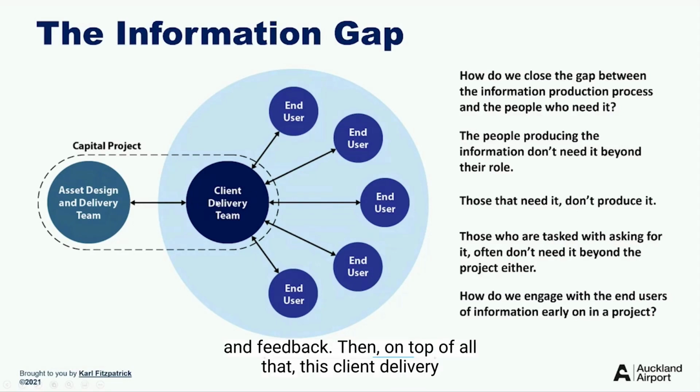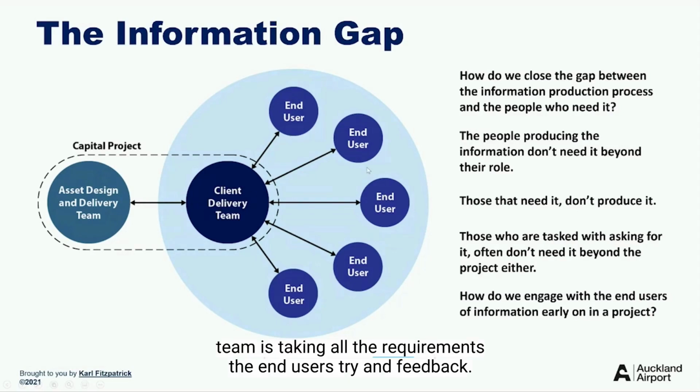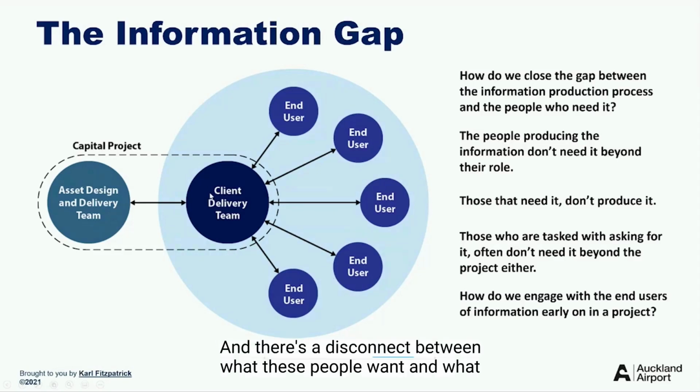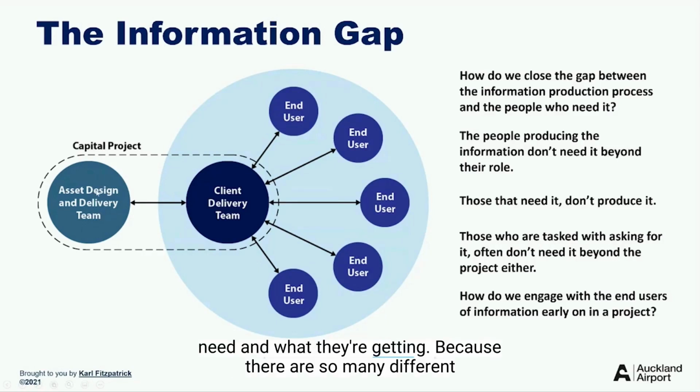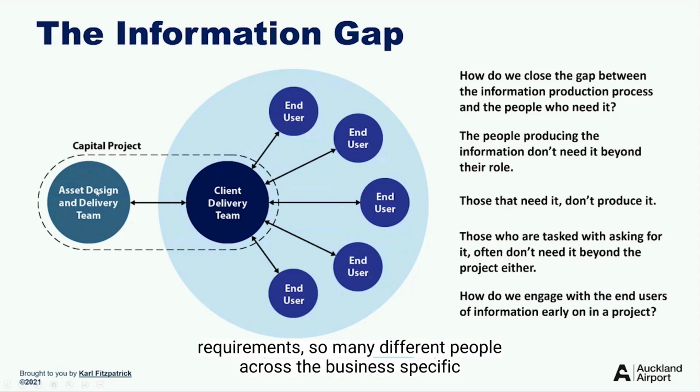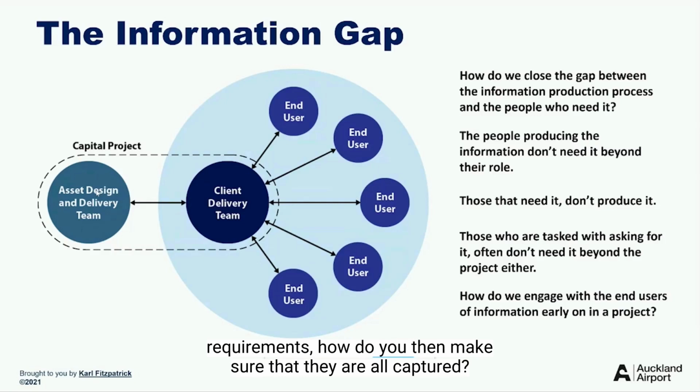But then on top of all that, this client delivery team is taking all the requirements of the end users to try and feed back. And there's a disconnect between what these people want and what they end up getting. There's often a disconnect between what they need and what they're getting, because there are so many different requirements, so many different people across a business with specific requirements. How do you then make sure that they're all captured?